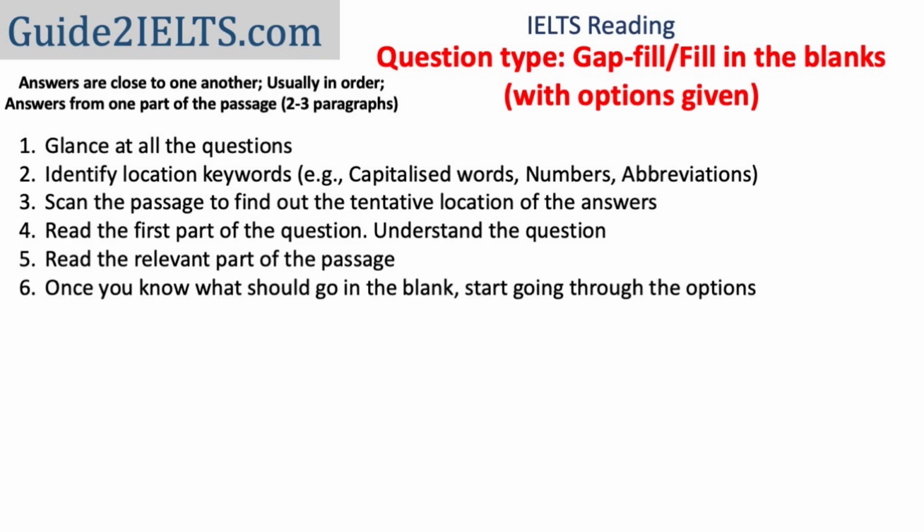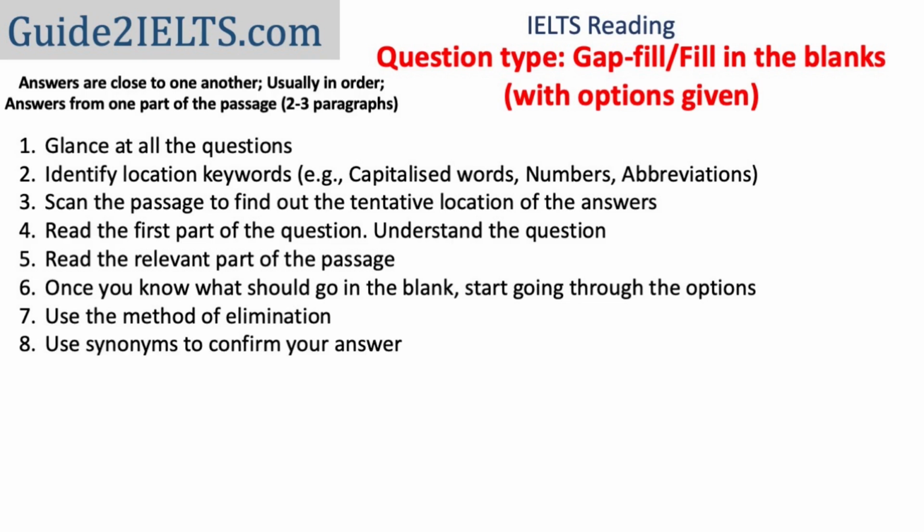Once you know what should go in the blank, start going through the options. If you are having difficulty identifying the correct answer, start eliminating the impossible answers from the list of possible answers given. Some of the given words may not fit into the sentence at all. Finally, try to find synonyms in the text for as many words in the question as possible to confirm your answer.